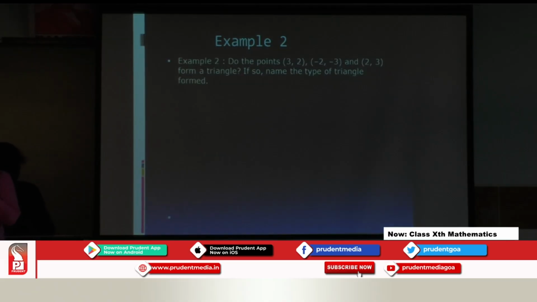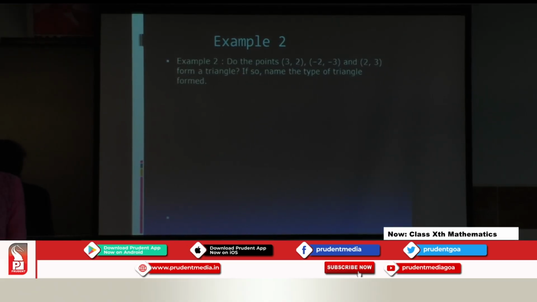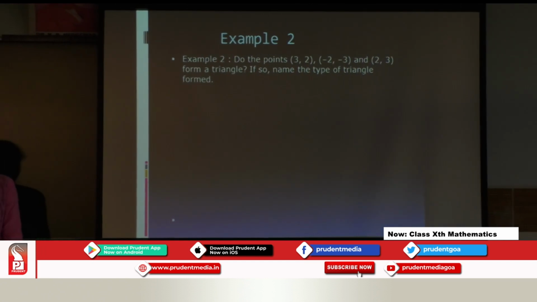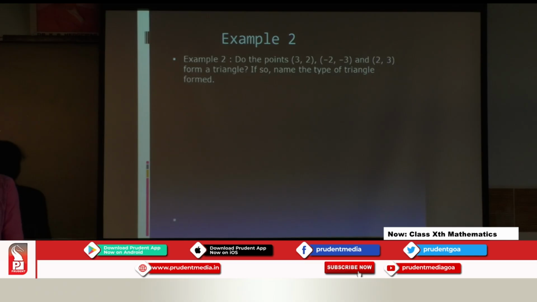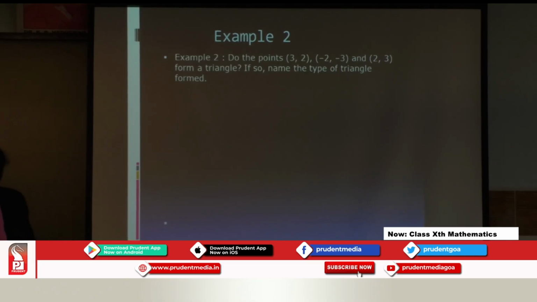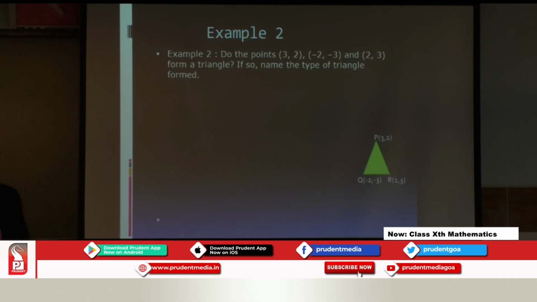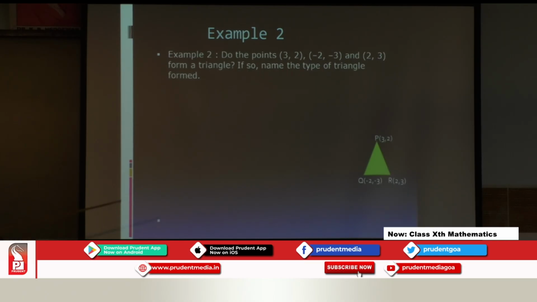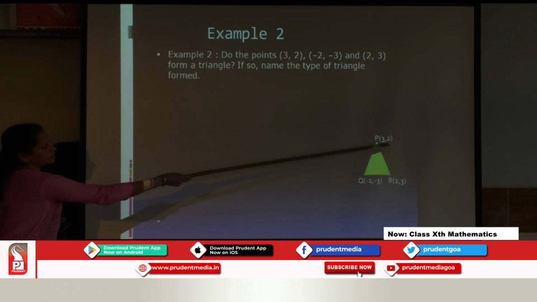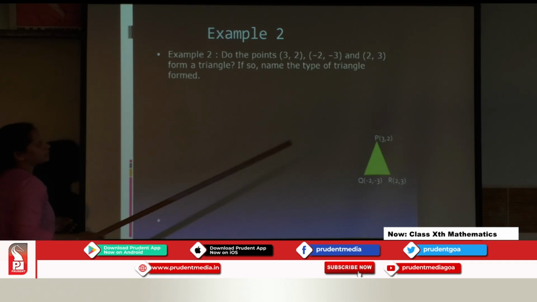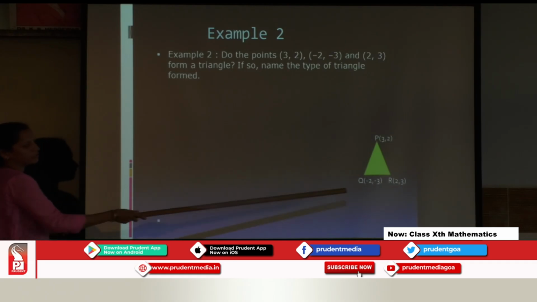Here, do the points (3, 2), (-2, 3) and (2, 3) form a triangle? If so, name the type of triangle formed. So let us draw a triangle here. The three points given are P(3, 2), Q(-2, 3) and R(2, 3). Now we have to find whether this forms a triangle.